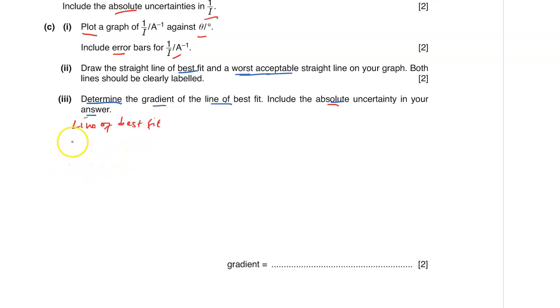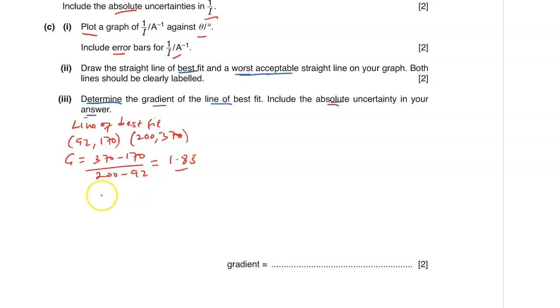I've picked 2 points on the line, not from the plotted coordinates. These points are picked from the line of best fit, 370. Then of course I'll get the gradient. Gradient is equal to 370 minus 170 upon 200 minus 92, and what I get is 1.85 as the gradient.